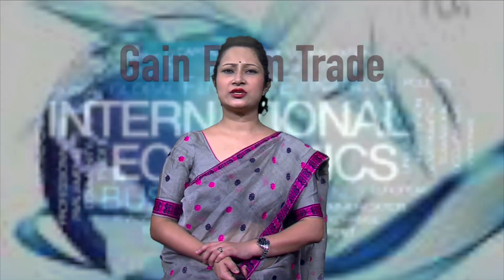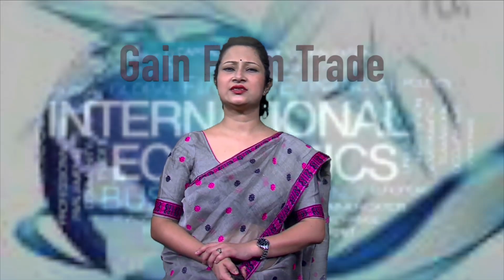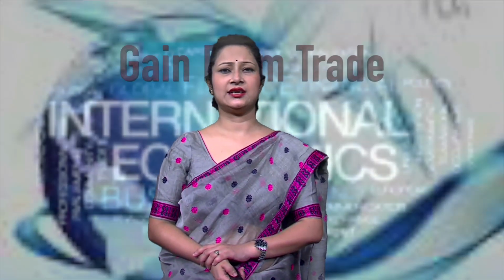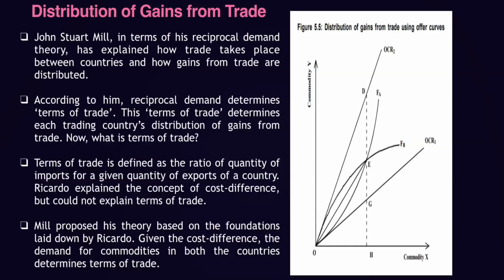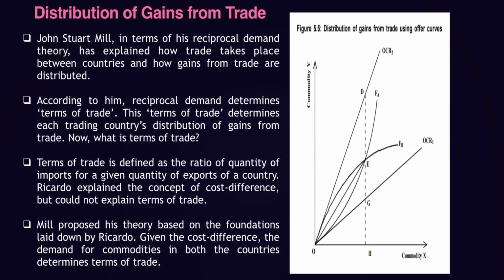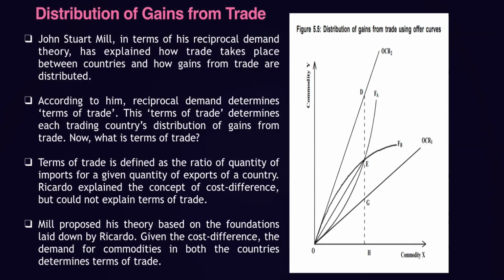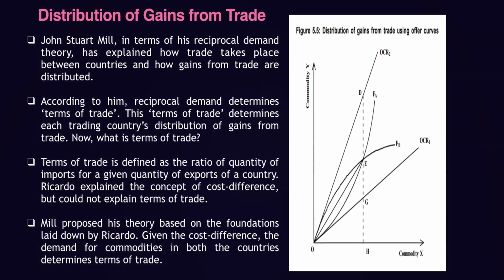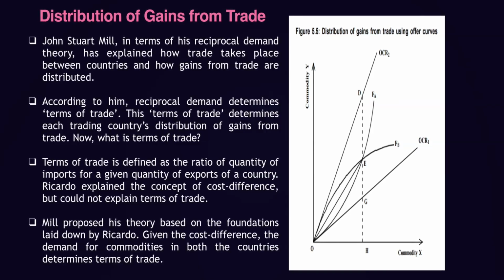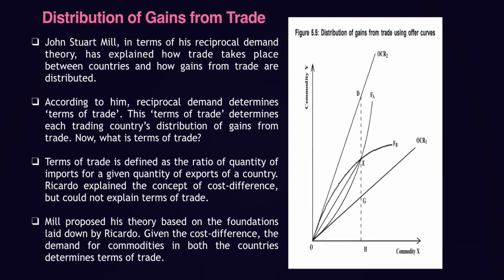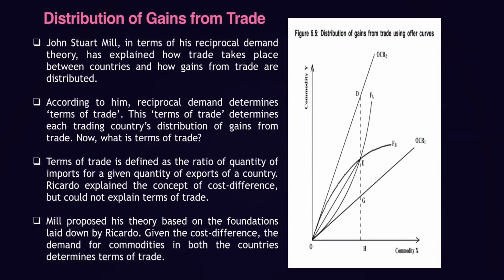We will do the distribution of gains from trade in detail in the next lecture, but just giving you a brief idea of how these are indicated in offer curves. J.S. Mill, in terms of his reciprocal demand theory, has explained how trade takes place between countries and how gains from trade are distributed. According to him, reciprocal demand determines terms of trade. This terms of trade, or TOT, determines each trading country's distribution of gains from trade.